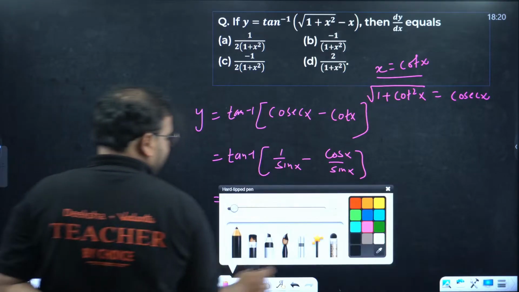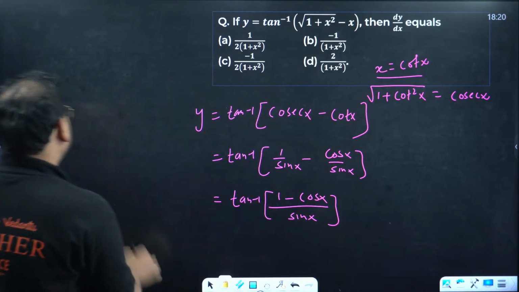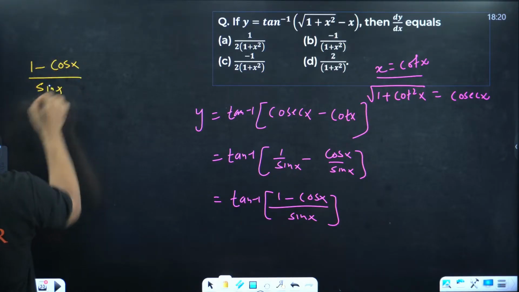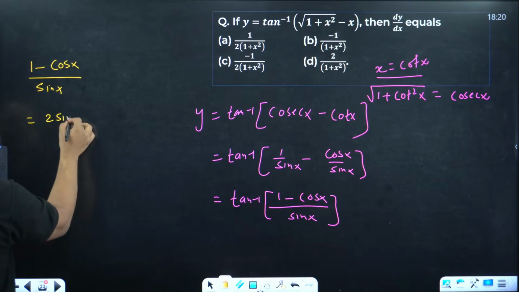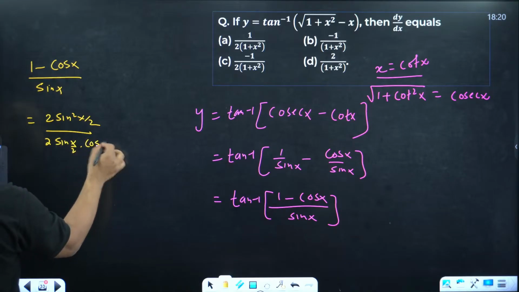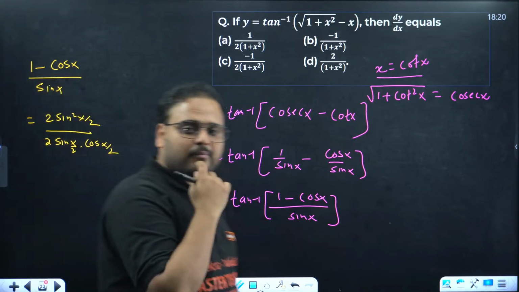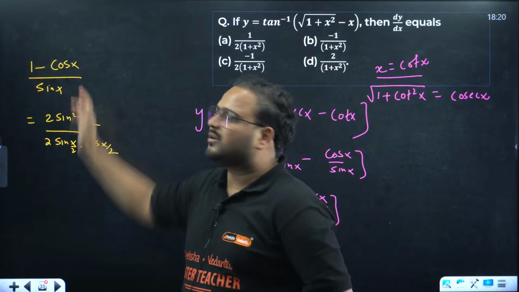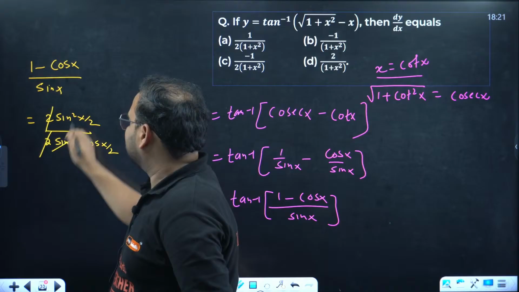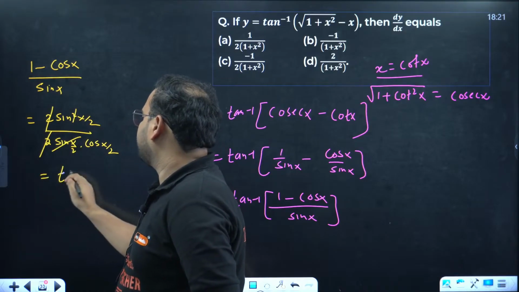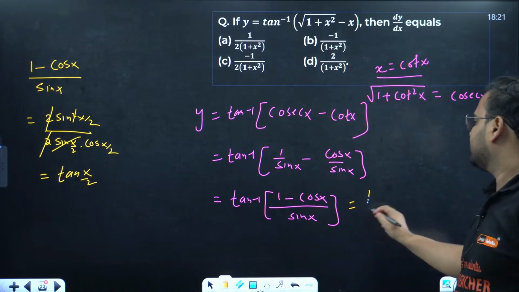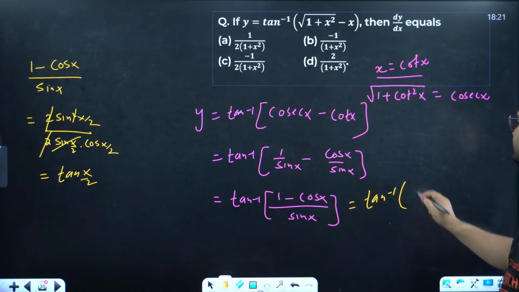This is the result I asked you all to remember. Please remember. If you're watching for the first time, please remember this result, always very, very useful. This numerator is what? 2 sine square x by 2. This is what? 2 sine x by 2 into cos x by 2. We're using the half angle formula for sin x and the half angle formula for cos x. Check. 2 and 2 cancel. This sine will also cancel. You'll have the answer as tan x by 2. It becomes tan inverse of tan.